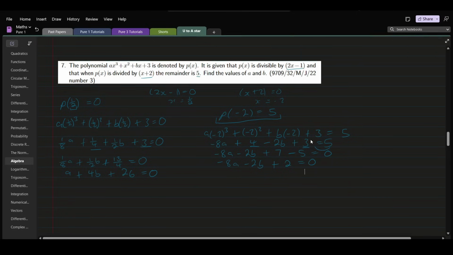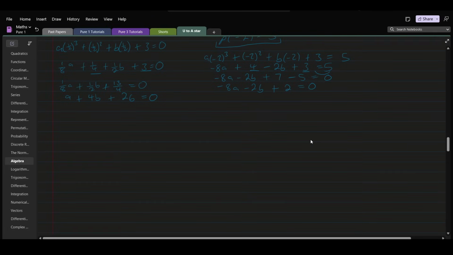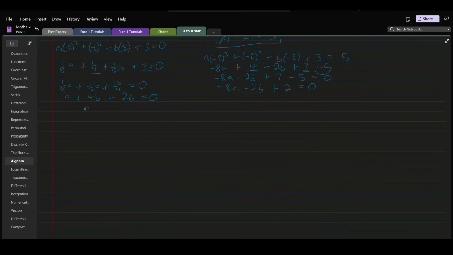Now you notice that we have two equations in terms of a and b. We can solve these two equations simultaneously to evaluate a and b. So let's make a the subject of the formula in our first equation. So that becomes a equals negative 4b minus 26. We can substitute it into our second equation. So that's negative 8a, we'll substitute a with negative 4b minus 26, minus 2b plus 2, and this is equal to 0.